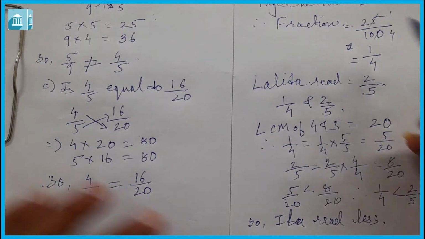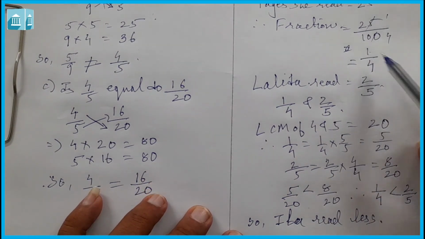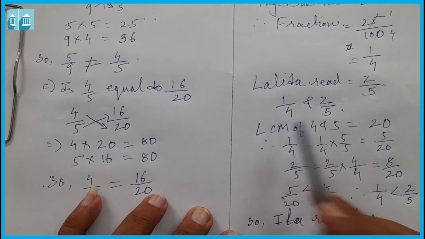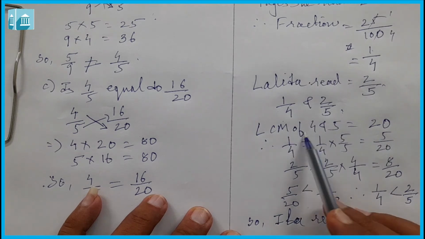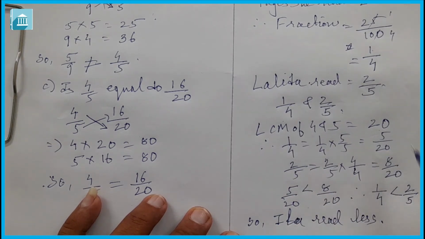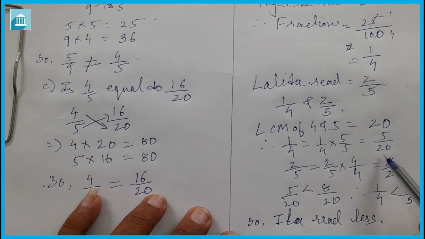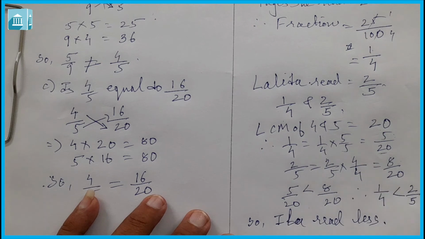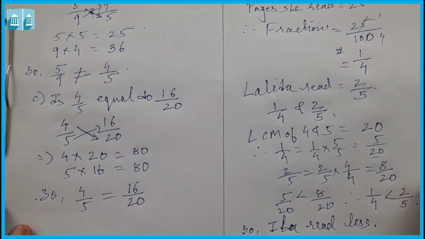First we have to find out the fraction for Ela, that is 1 by 4. Then for Lalita it is already given, 2 by 5 of the same book. Then we have to compare 1 by 4 and 2 by 5. To compare, we have to find the LCM. Then we convert these into fractions with equal denominators. Then we compare again, and we get the answer that Ela read less.